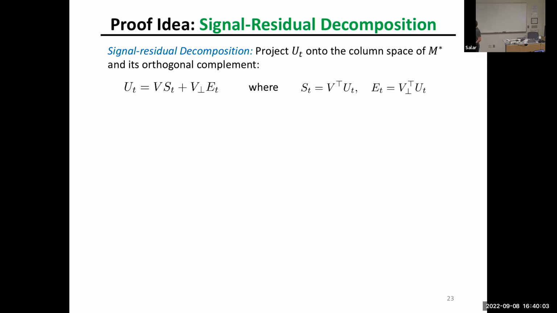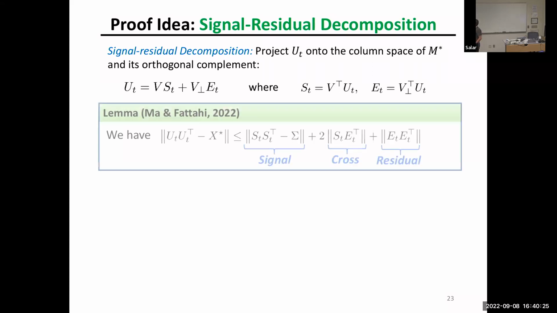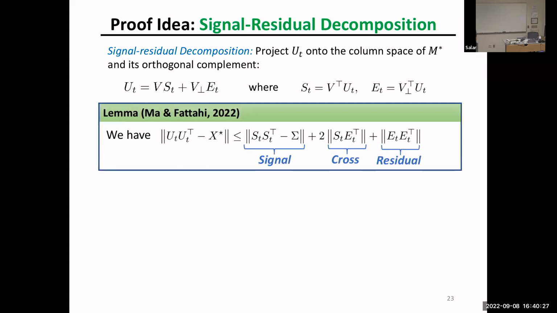We show it with ST, and its orthogonal complement is the residual term. We show it with ET. Here, V is the eigenvectors corresponding to the non-zero eigenvalues of M star, so it has R columns. Now, based on this decomposition, it turns out that the final error can be upper bounded in this form. It's a summation of 3 terms.